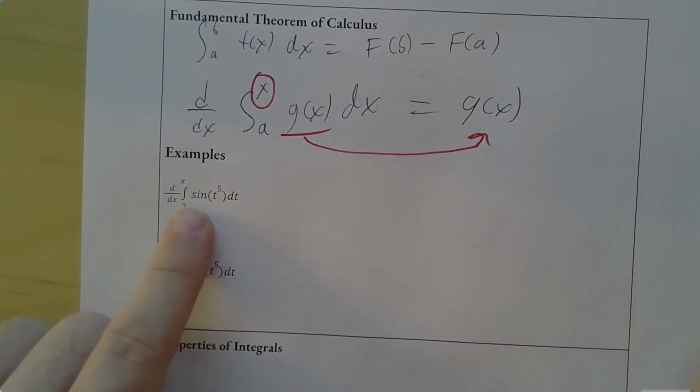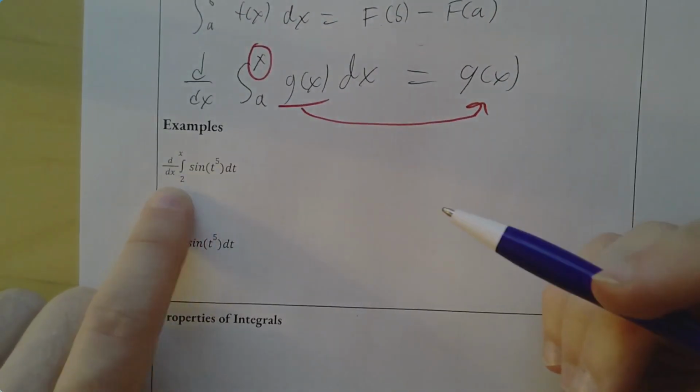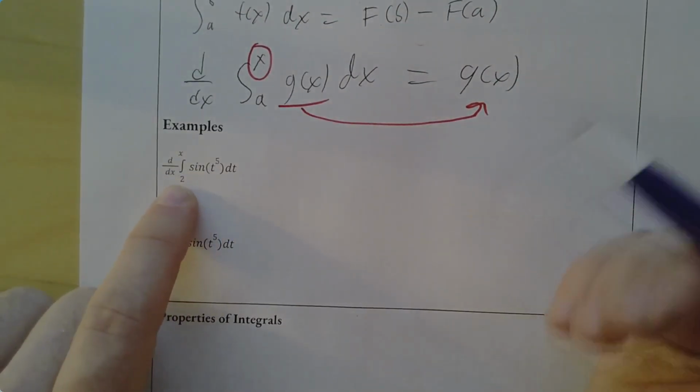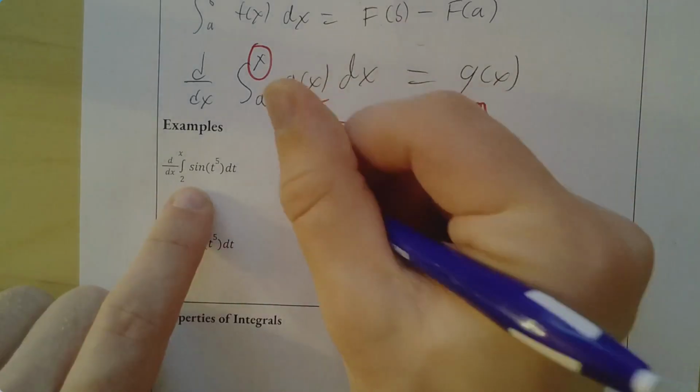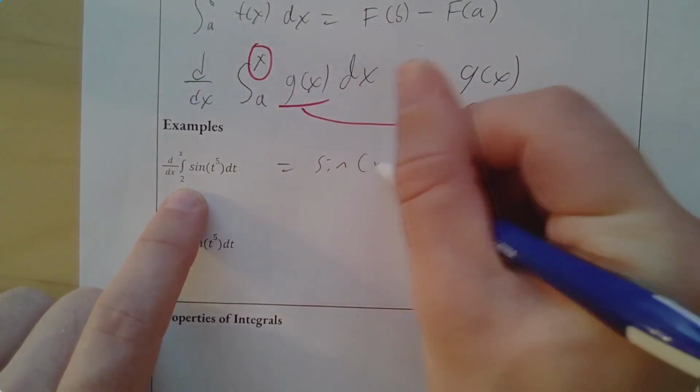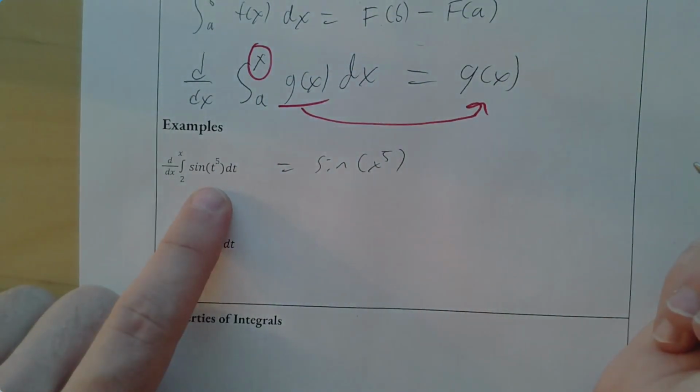So for example, down here I put this as an example. The derivative of this is kind of a trick question. It's easy. It's just sine x to the fifth. Don't overthink it sometimes. That's it.